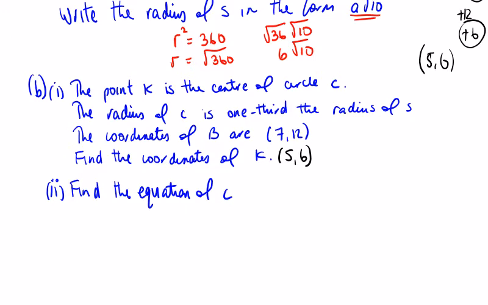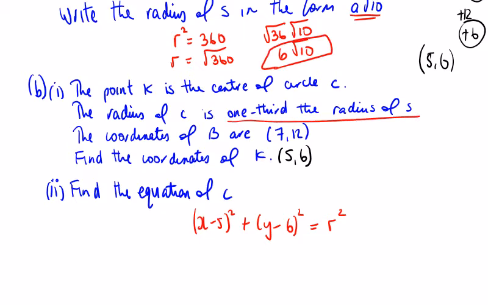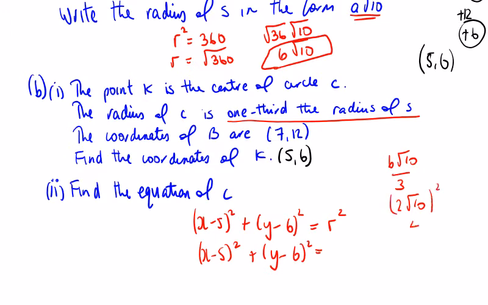Part B, part 2: find the equation of C. So we have the center here, (5, 6). So (x − 5)² + (y − 6)² = r squared. And we can see r is 1/3 of the radius of S, which is 6 root 10 over 3, which you can see is 2 root 10. So (x − 5)² + (y − 6)² = (2 root 10) squared. Let's square it over here. We're going to get 4 times 10, which is 40.